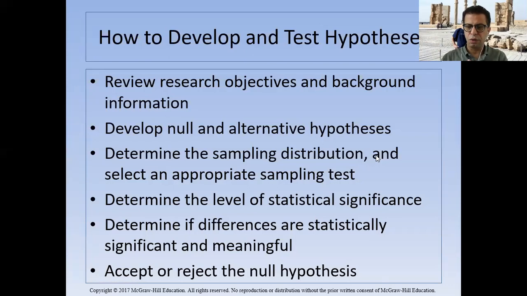Then you start to determine the sampling distribution and select the appropriate sampling test. We said in the early classes that you need to have a hypothesis, and the hypothesis would build a theory, but you need to prove that hypothesis, and then you move back around to the hypothesis.